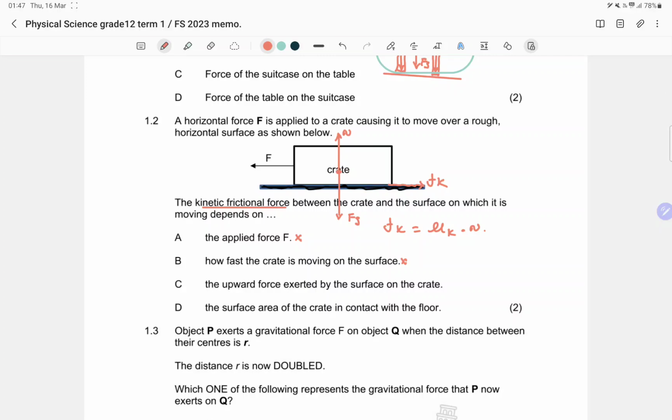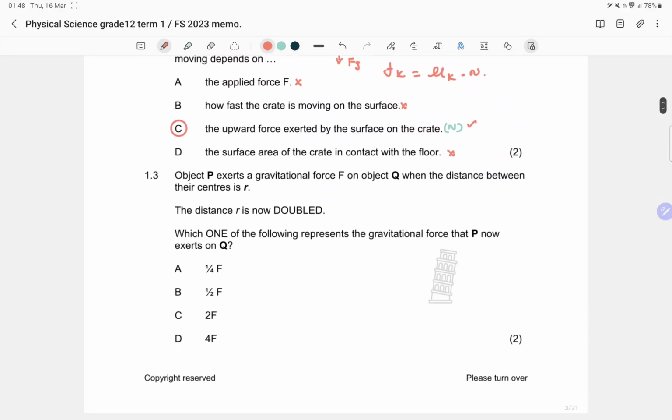The upward force exerted by the surface on the crate, that is definitely the normal force. So what we're talking about there is the normal force. Okay? So is that true? Yes, it is true. And then the surface area, not necessarily. So the answer is C.